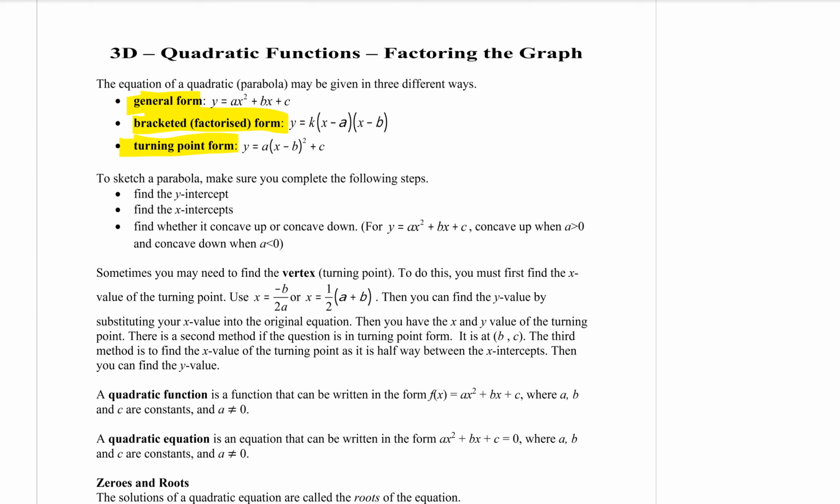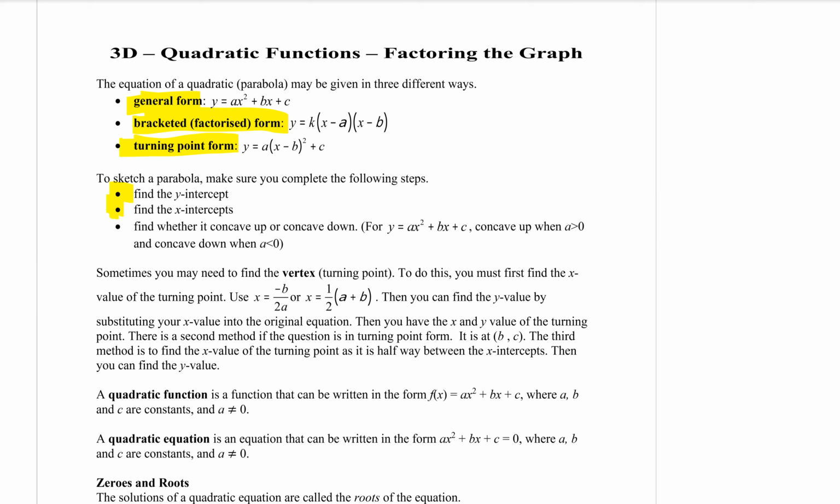To sketch a parabola, make sure that you complete the following steps. You should always know what the y-intercept is, and that should be labelled on your graph if you have to draw it. You should always find and label the x-intercepts. And then it says there, find whether it is concave up or concave down. Concave up is your normal parabola going upwards, and concave down is your sad face going down parabola.